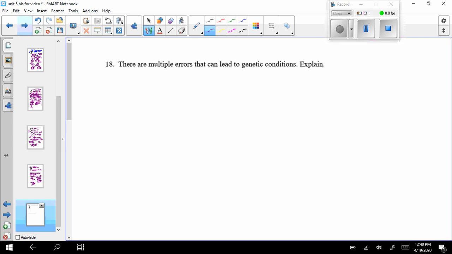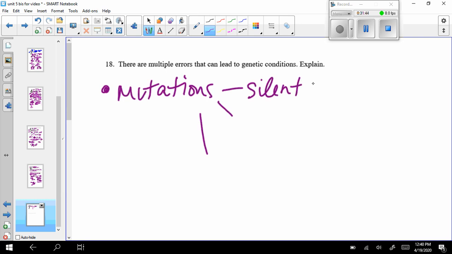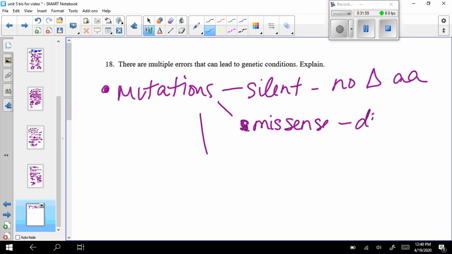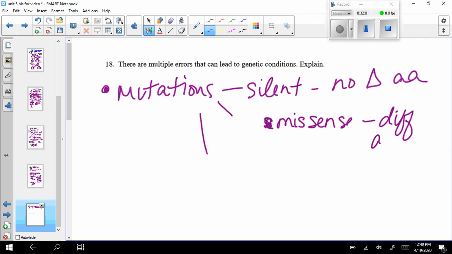All right. There are multiple errors that can lead to genetic conditions. Explain. All right. So the first thing that I think most people think of are mutations. So we learned about 3 different types. We learned about silent, which is going to give you no change in the amino acid. So it gives you no change and no difference in a genetic condition. But if you have a missense, then you end up coding for a different amino acid.